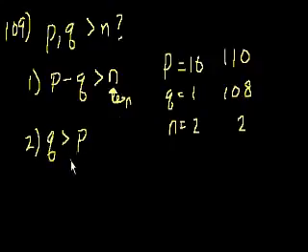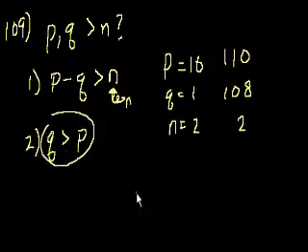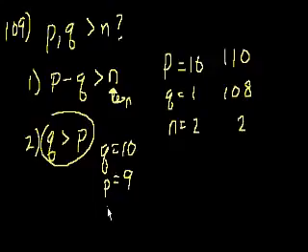If q is greater than p, this by itself doesn't help me much, because I can think of a similar combination to this, right? I could say q is equal to 10, p is equal to 9, and I could make n equal to 2, or I could say n is equal to 15. This in no way constrains what n is, so it by itself doesn't solve it.